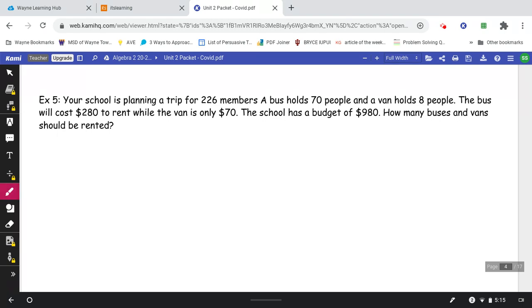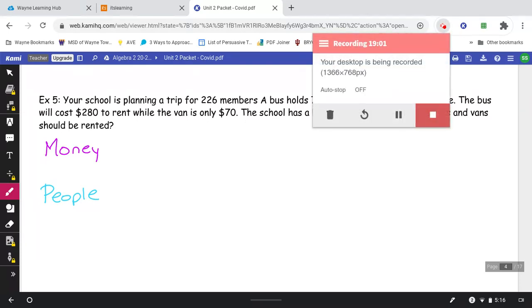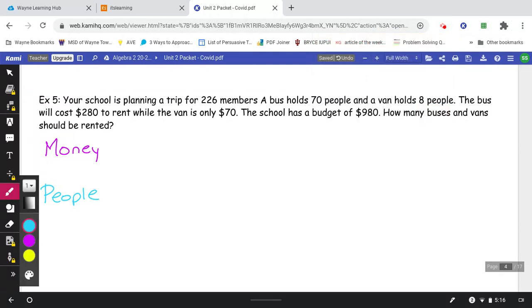So I'll give you a little clue here. One of these equations is going to be all about money. The other equation is going to be all about the people. See if you can write two equations, please. Money and money and money. Make sure your total, the school budget, goes at the end of the equal sign.